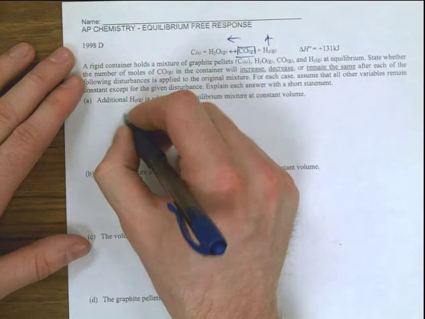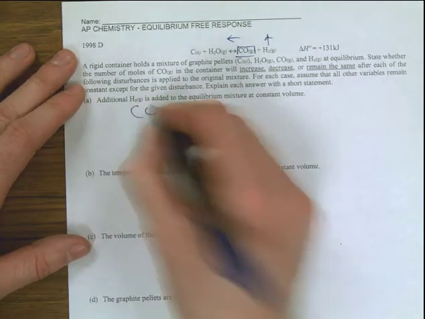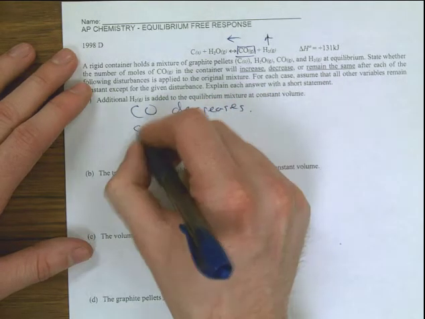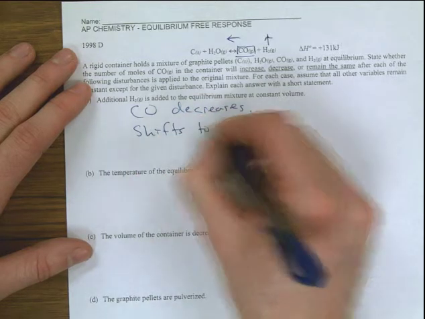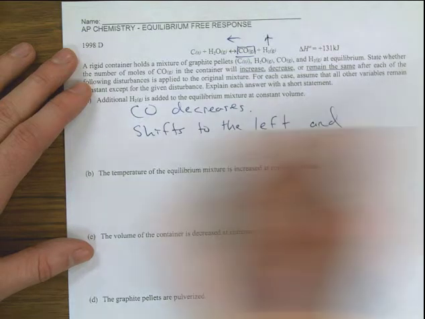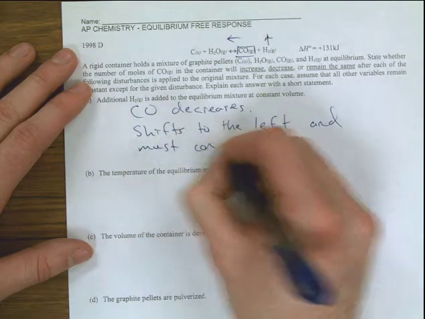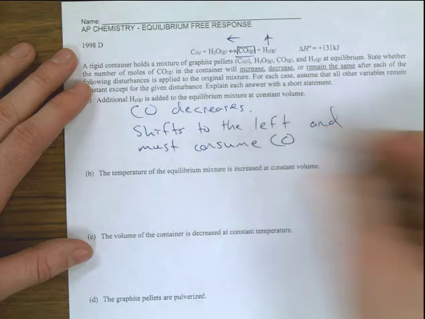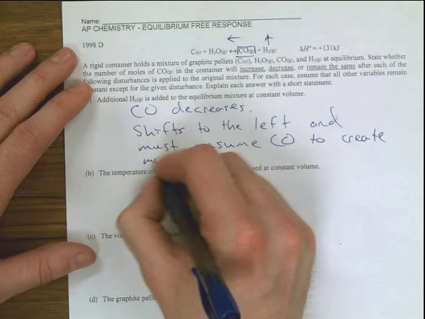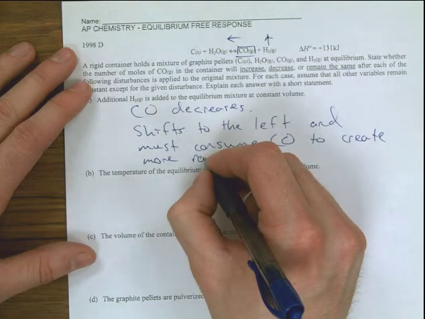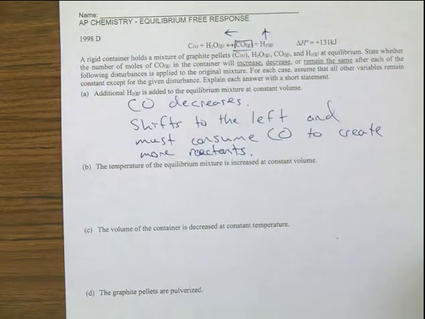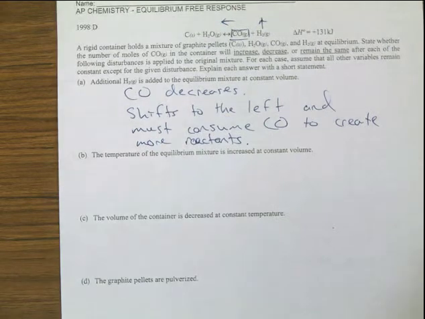So what happens to carbon monoxide? Carbon monoxide decreases. And what you would say is that it shifts to the left and must consume carbon monoxide to create more reactants, since you are imbalanced and you've obviously added more hydrogen, which is a product, so you shift it to the left. All right, now on B, it says the temperature of the mixture is increased at constant volume.